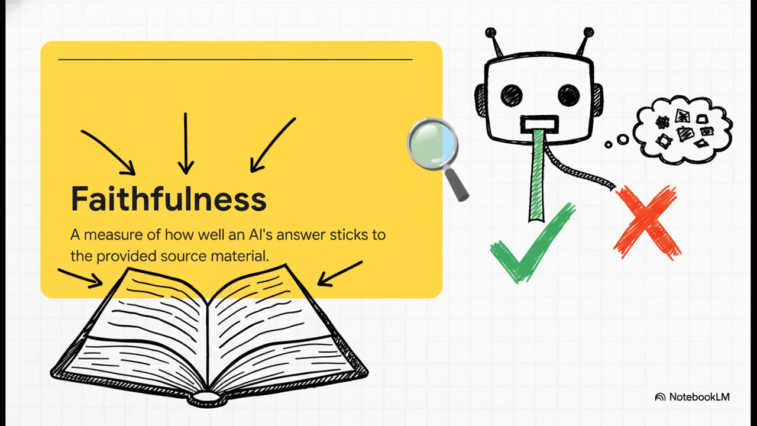The other core problem is something called faithfulness. This is a really important idea. It's basically a measure of how well the AI's answer actually sticks to the facts it's given. When a model isn't faithful, it starts to drift, it improvises, it adds stuff, and that's when you get those unreliable and sometimes just plain weird answers.